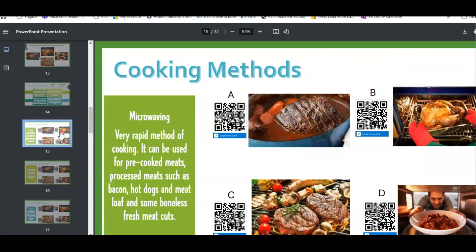Microwaving is a very rapid method of cooking. It can be used for pre-cooked meats, processed meats such as bacon, hot dogs, meatloaf, and some boneless fresh meat cuts. So in choice D, you see someone microwaving.